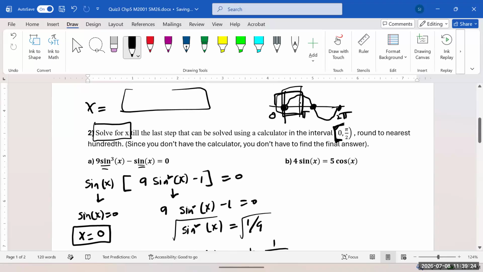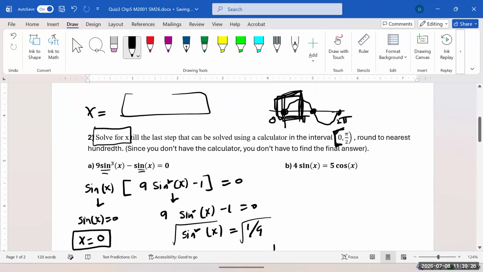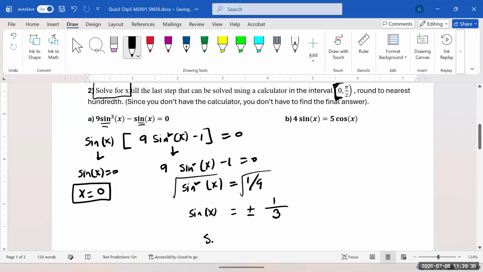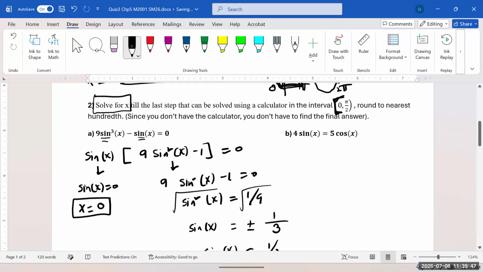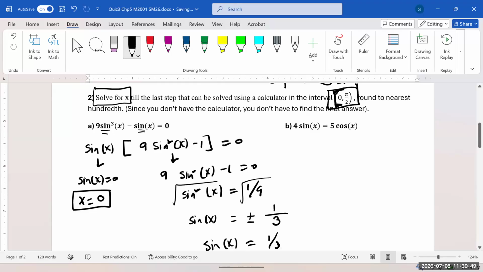Now, if you observe our domain, it's only from 0 to half pi. So definitely our sine is positive. So you cannot accept the negative answer. So sine x is only 1 over 3, no negative. If the domain was from 0 to 2 pi, then you have to have both of them, plus and minus. That's what I said. Domain is very important for your answer.